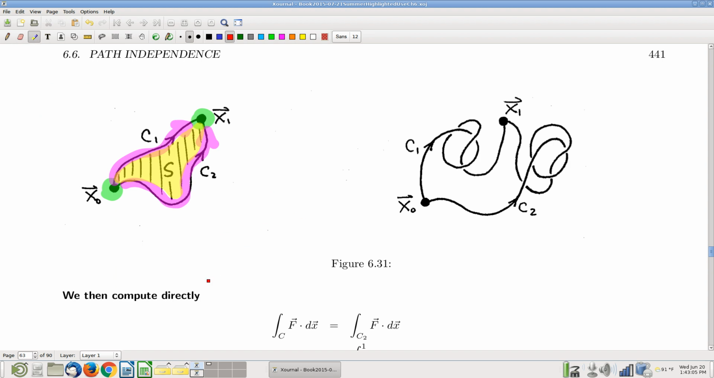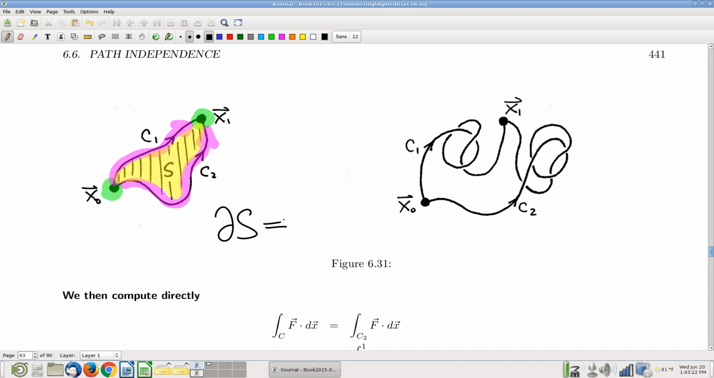Okay. Now I'm going to observe that if I write down the boundary, let's do this in black. If I were to write down the boundary of this surface S, it's tempting to write C1 plus C2. That's wrong.